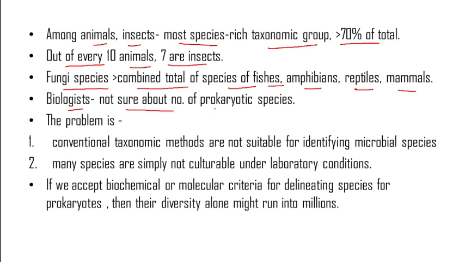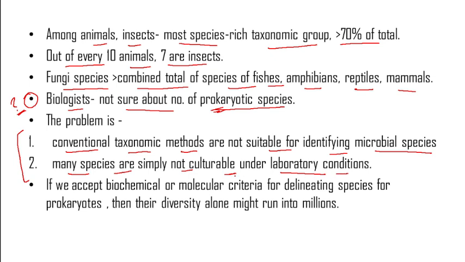Biologists are not sure about the total number of the prokaryotic species. Why are the biologists not sure about the total number of the prokaryotic species? There are two reasons for it. First of all, the conventional taxonomic methods are not suitable for identifying microbial species. That means we don't have means to find out about the different types of microorganisms present. And the second problem is many species are simply not culturable under laboratory conditions, so we cannot exactly find out about them. So that is why no exact data is available about the prokaryotic species.